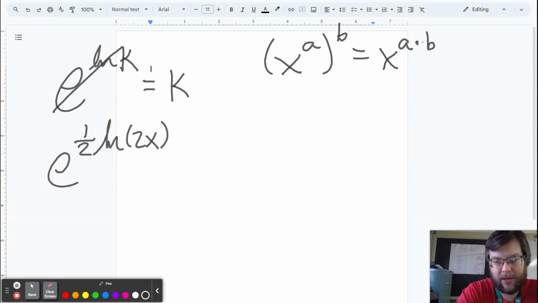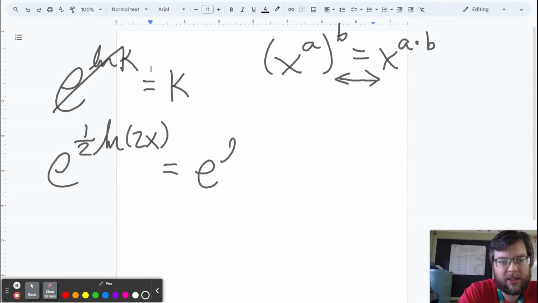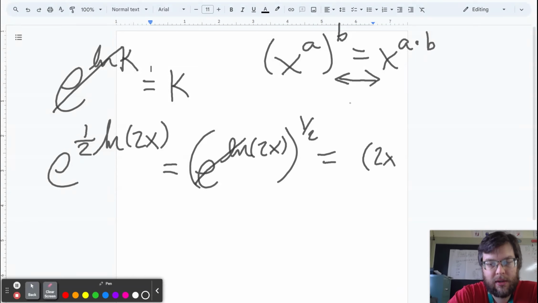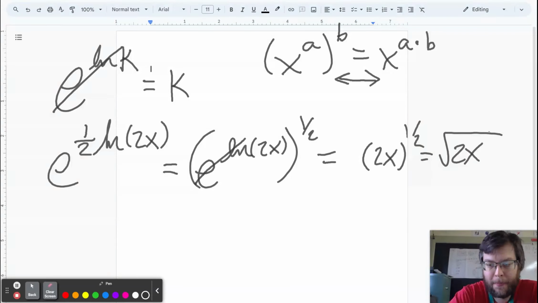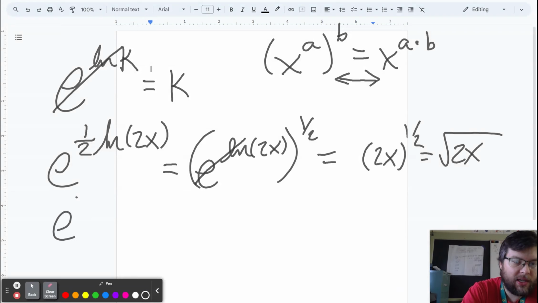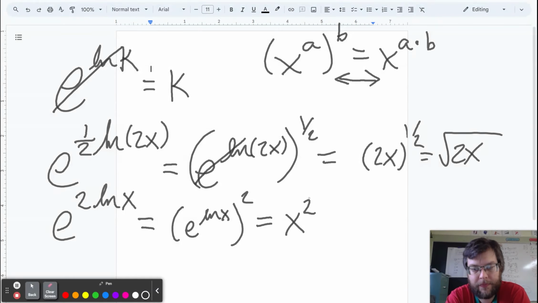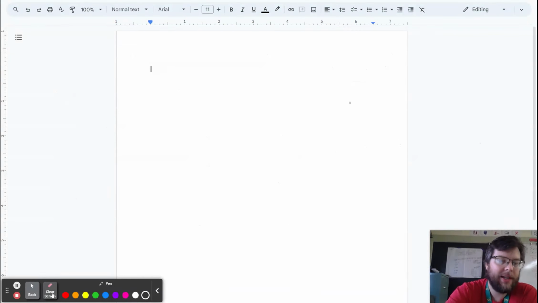Well, I remember that if I have a power to a power, I can rewrite that as a power times a power. And I can do that backwards. These rules work both forwards and backwards. So I'm going to rewrite this as e to the natural log of 2x, all raised to the 1/2 power. Just like in my first example, e's and natural logs are inverses. So I have 2x to the 1/2 power, or the square root of 2x. You might also run into a situation like this, e to the 2 natural log of x. By the same idea, I can make that e to the natural log of x squared, which is x squared.